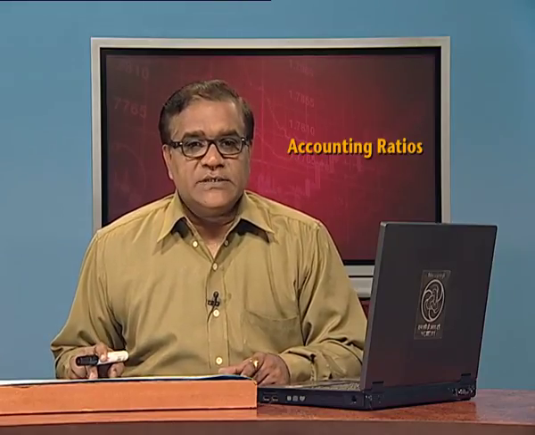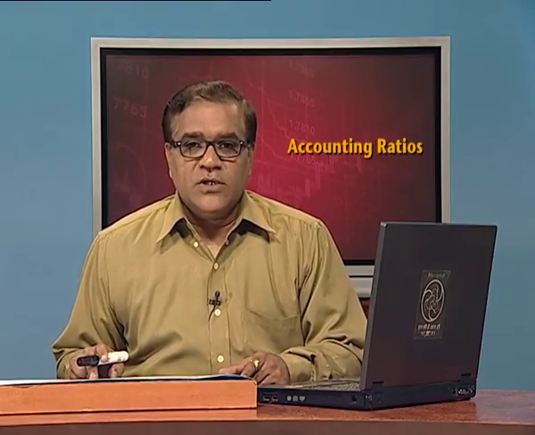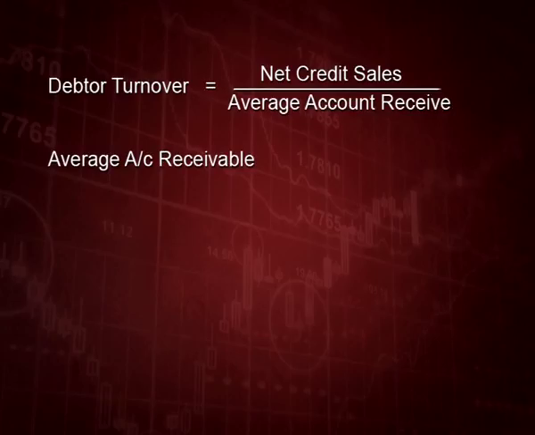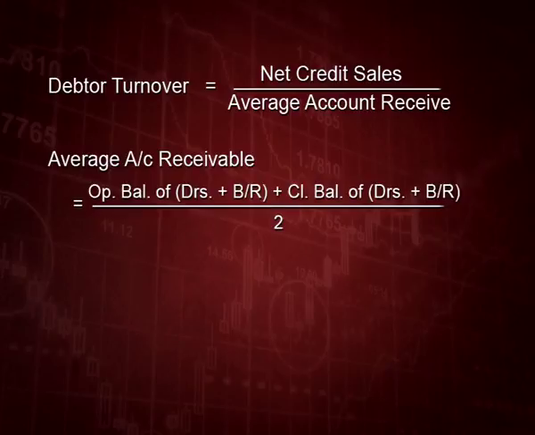Next ratio is debtor turnover ratio. It is equal to net credit sales upon average account receivable. Now, average account receivable means opening balance of both debtor and bill receivable plus closing balance of both debtor and bill receivable divided by 2, because average is calculated by dividing by 2.